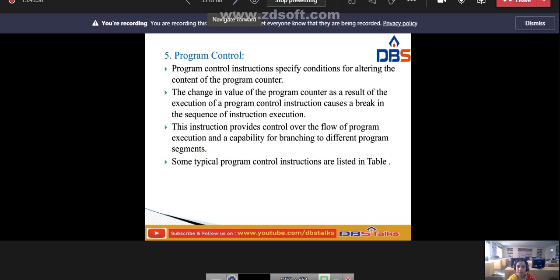Okay. Next, program control. So what is meant by program control? In program control, the instruction specifies the conditions for altering the content of the program counter. The change in the value of the program counter as a result of the execution of a program control instruction causes a break in the sequence of instruction execution. So the instruction provides control over the flow of program execution and the capability for branching to different program segments. We have some program control instructions that can be listed in the table.